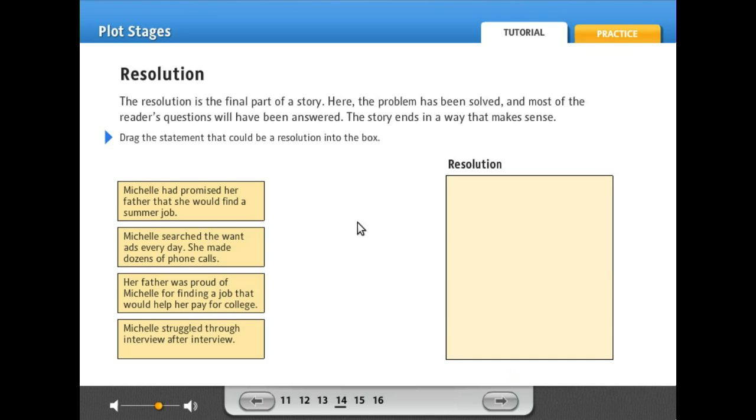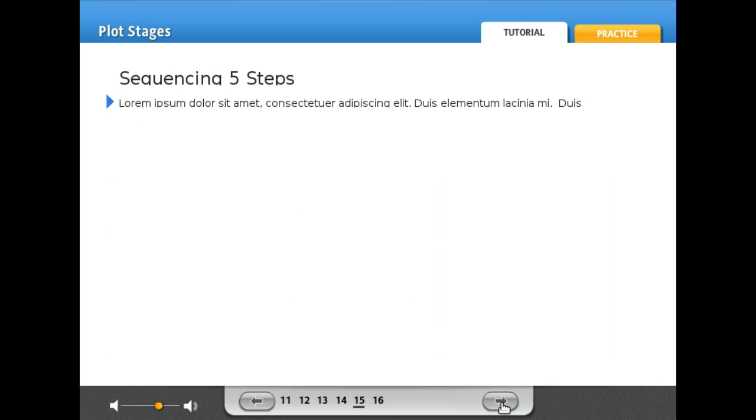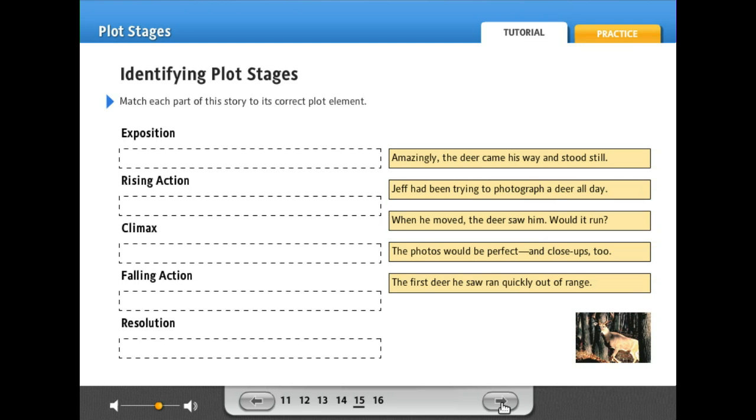The resolution is the final part of a story. Here, the problem has been solved and most of the reader's questions will have been answered. The story ends in a way that makes sense. Drag the statement that could be a resolution into the box. Match each part of this story to its correct plot element.